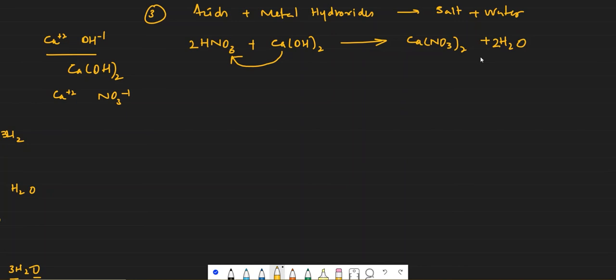Okay. So let's take another acid. Take any acid, HCl. And react it with aluminium hydroxide. So aluminium is plus 3, hydroxide is OH minus 1. So Al(OH)3. Metal will hit the negative ion of the acid. Al is plus 3, Cl is minus 1. So AlCl3, and water will be formed.